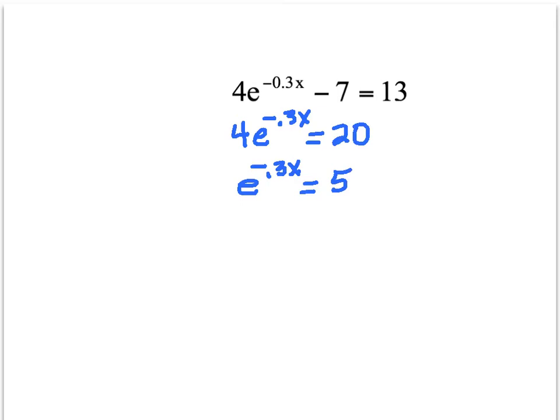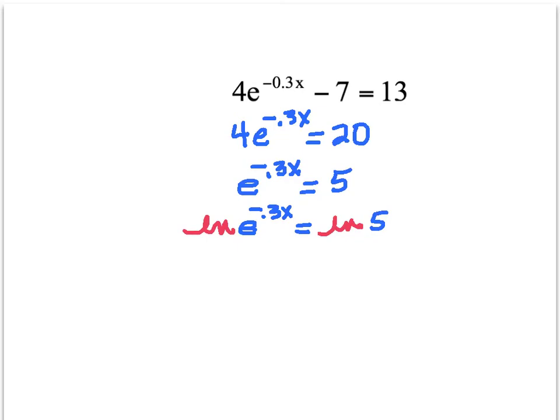Now that I've got e raised to the negative 0.3x by itself, I want to get that x out of that exponential position, and so I'm definitely going to be using the logarithmic property that's going to allow me to move the exponents. I'm going to take a logarithm of both sides, and since I have a base e already there, I'm going to be using a natural log. So we'll take the natural log of e raised to the negative 0.3x and say it's equal to the natural log of 5.